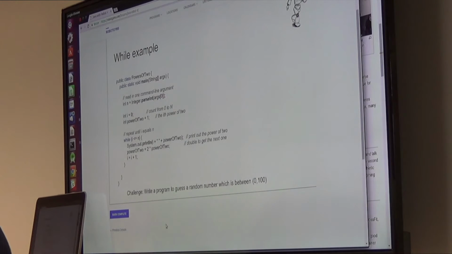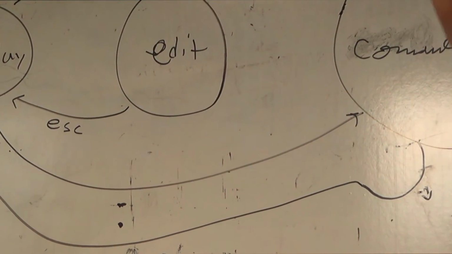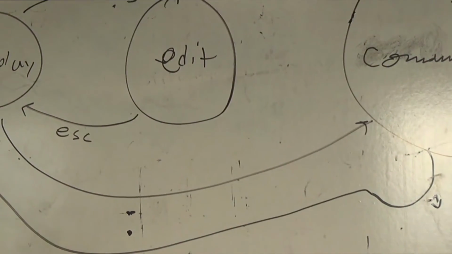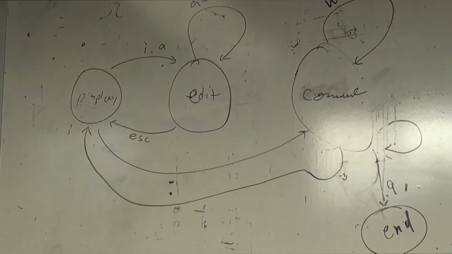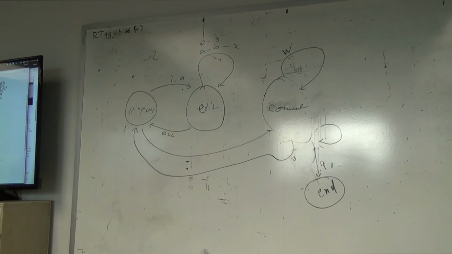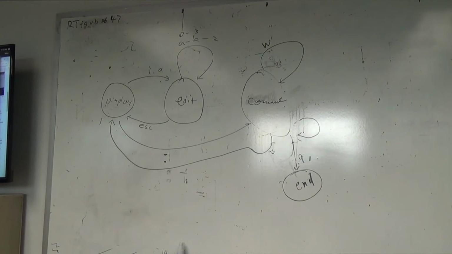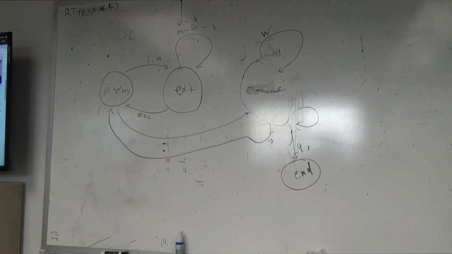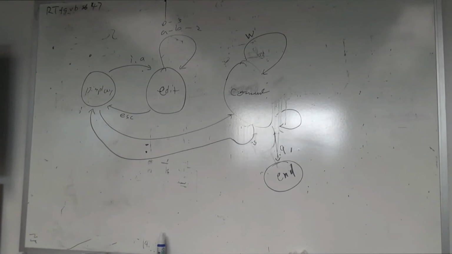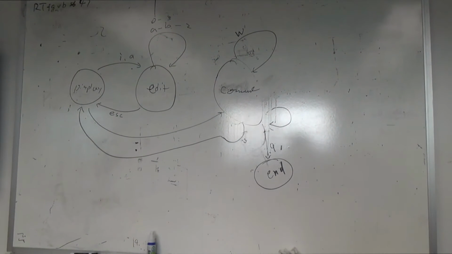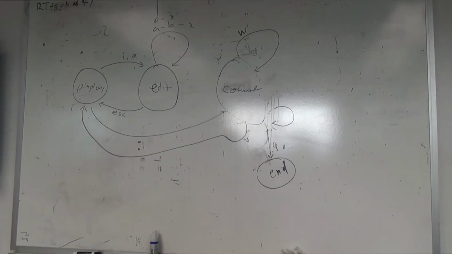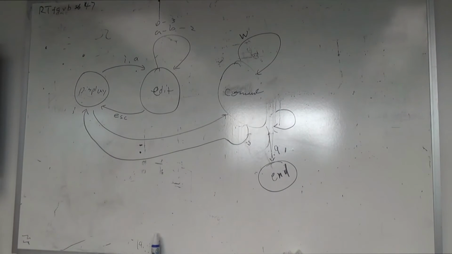Let's move on a little bit. You got an answer? How? Yeah, you guess 50. Then you see if it's higher or lower. Then you go up or down by half of 50, and then you repeat.